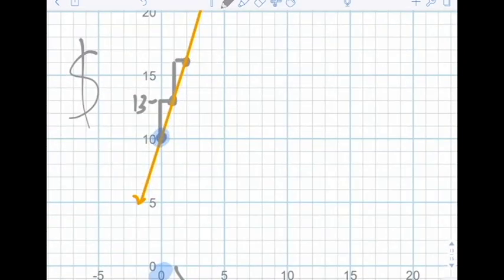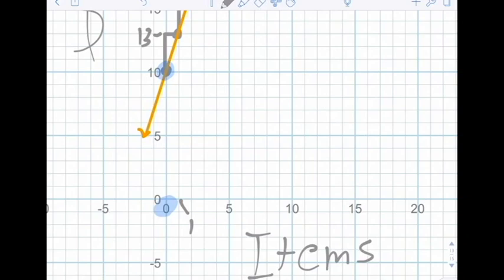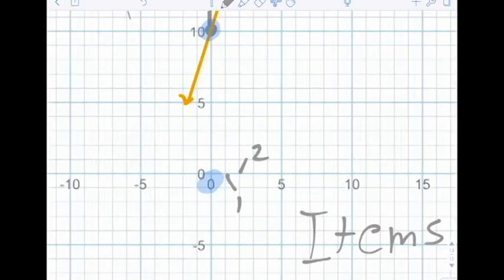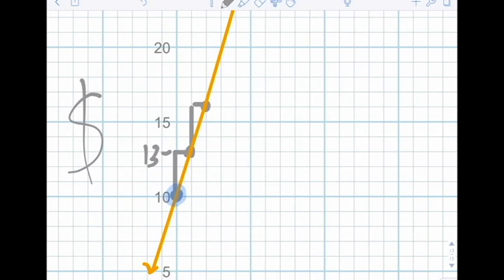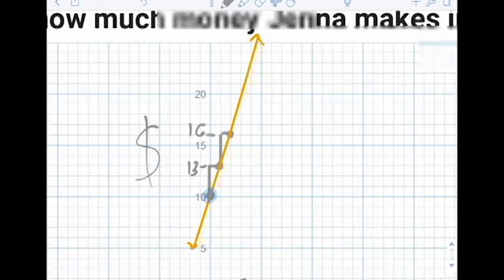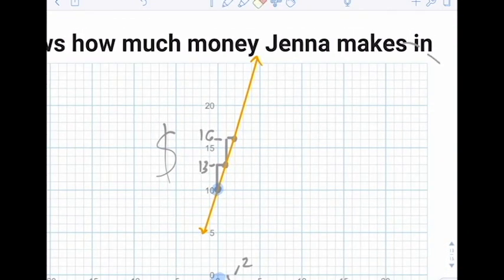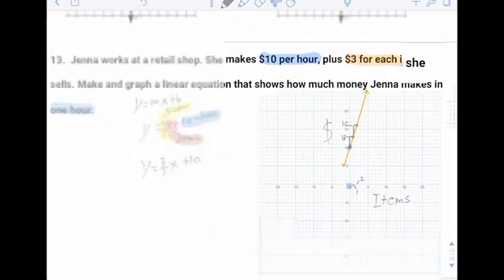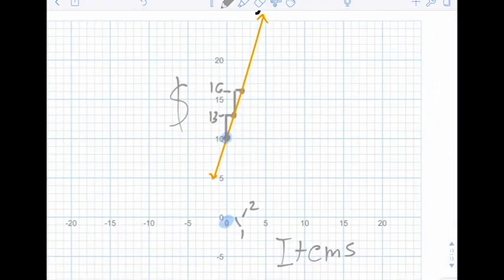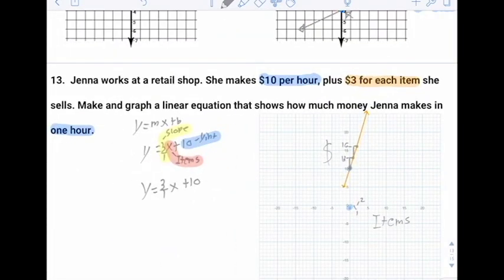And that keeps going up. So at 2 items, you could see that she makes $16. So you could keep putting points on here, and maybe on a larger graph you could see how much money she would make an hour if she sold 10 items or 15. And this is useful to find how much money she makes in an hour. So your graph should look like this. And obviously it's a positive slope. She's not giving money away, she's earning it, right?